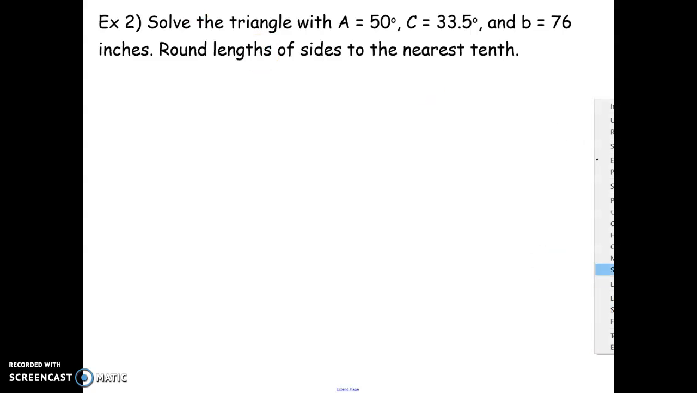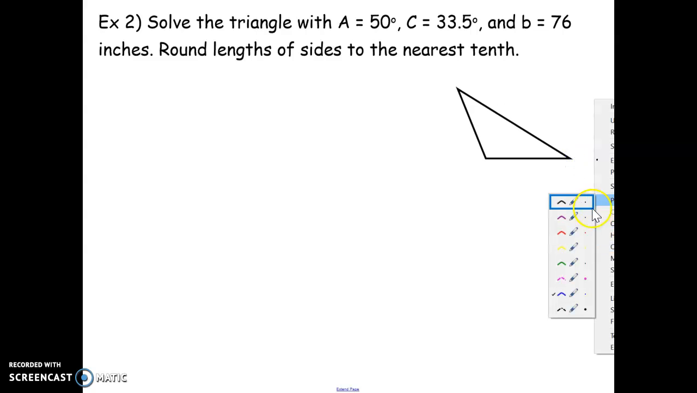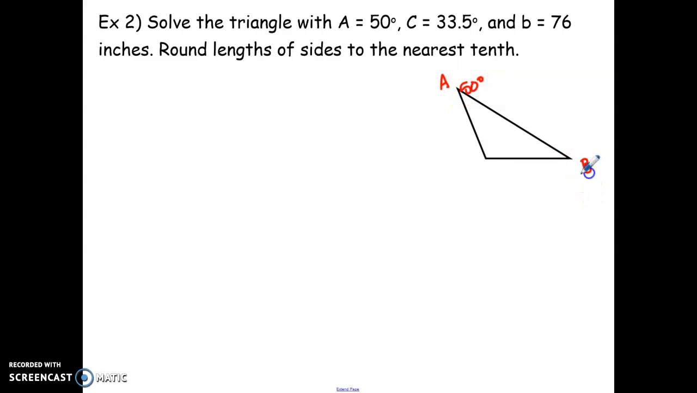Okay, so we have our measurements. Always start by drawing your triangle. It's going to make your life a lot easier. And then label what you know. I'm going to try to label it over here this time. I know that angle A is 50 degrees. Don't know B. I know angle C is 33.5 degrees. And then side B is 76. We need side C and side A.